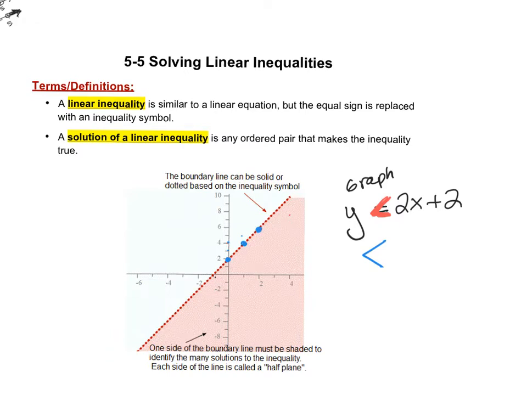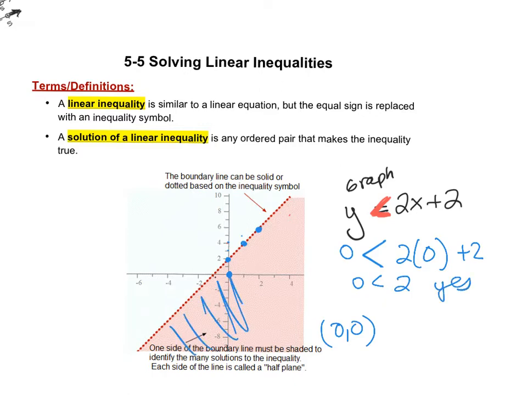What this is representing is that any ordered pair inside of this would make this inequality true. So let's choose 0, 0. 0, 0 is a point within that shaded area. 0, 0 would say that the y value, which is 0, must be less than 2 times the x value, which happens to also be 0, plus 2. And in this case, 0 is less than 2, yes. So that means that the solution that I shaded below the dotted line is correct.